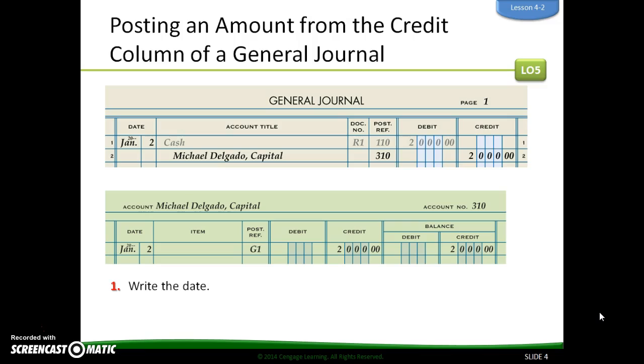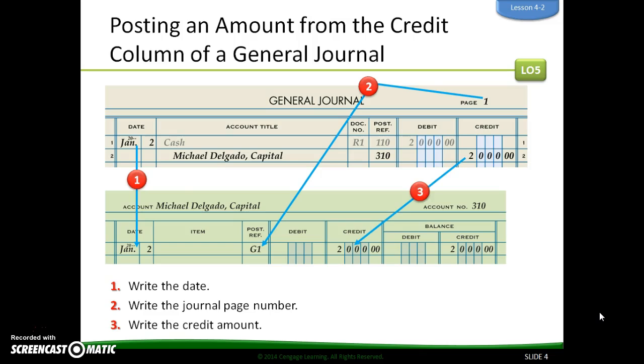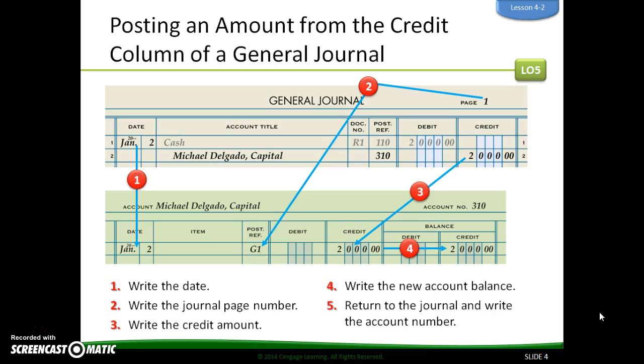Now you're looking at the second half of the transaction where I'm just posting something to the capital account. So the first thing I do again, I write the date, the general journal page number, so this was page 1, the amount of the credit, the account balance, and you can see that in this case the balance is a credit balance. And then I went ahead and looked in my general journal and I can see that the account is 310.